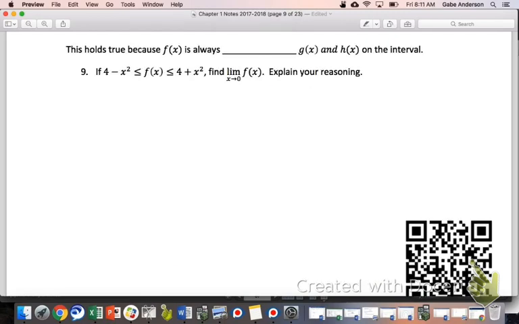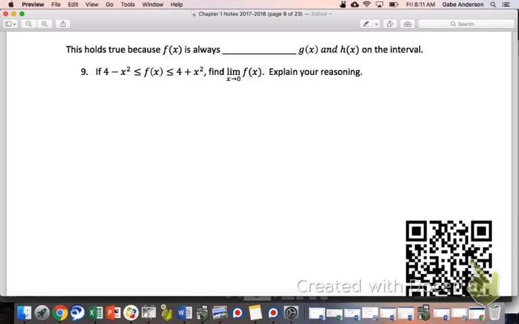Number 9 says 4 minus x squared is less than or equal to f of x, and that is less than or equal to 4 plus x squared. Well, doesn't that mean essentially that f of x is between those two functions? It doesn't even really give us an interval, it just says that that's true, so that must always be true, right? So we have absolutely no idea what f of x is. We have no clue, other than the fact that it's between those two functions.